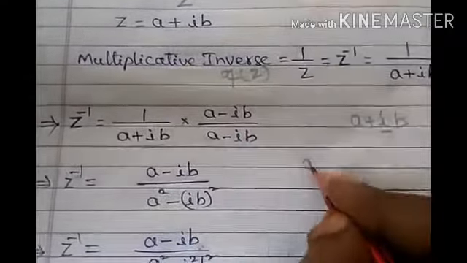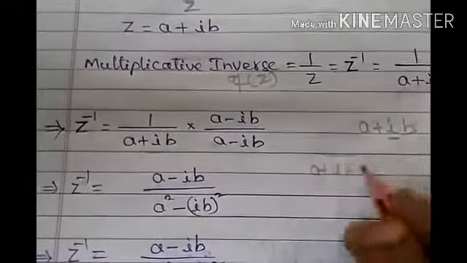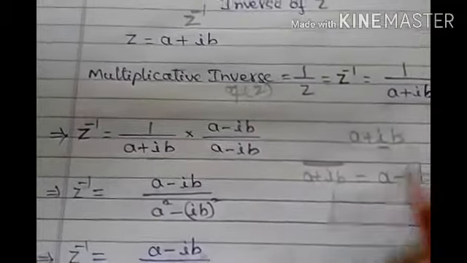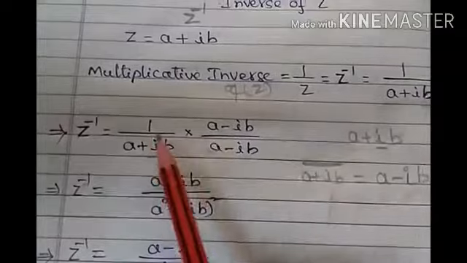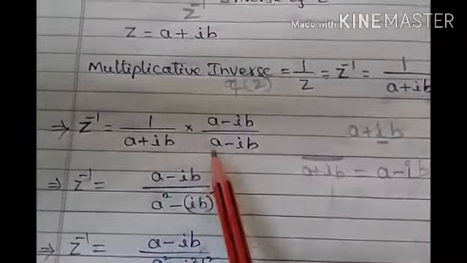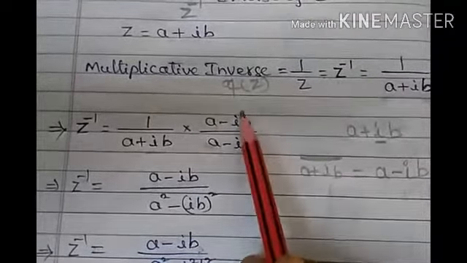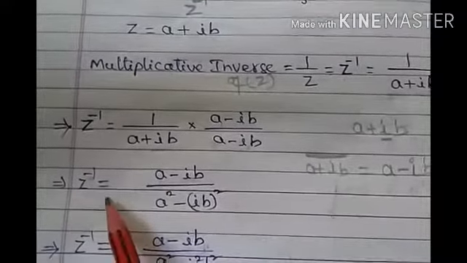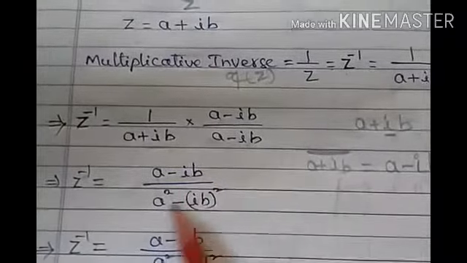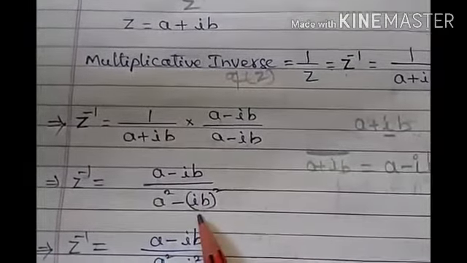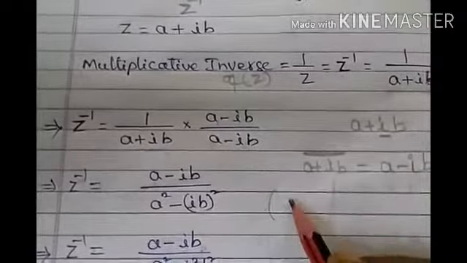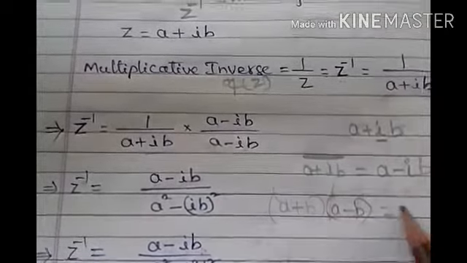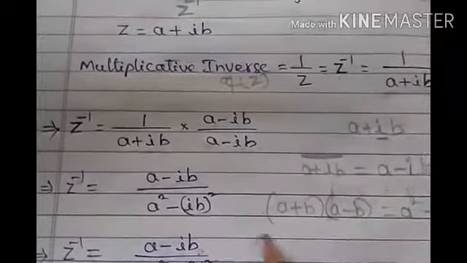What is the conjugate of a plus ib? The conjugate of a plus ib is a minus ib. A minus ib is multiplied with the numerator as well as the denominator to balance our original fraction. That implies z inverse equals a minus ib by a square minus ib whole square. This is because the product of a plus b into a minus b is a square minus b square.